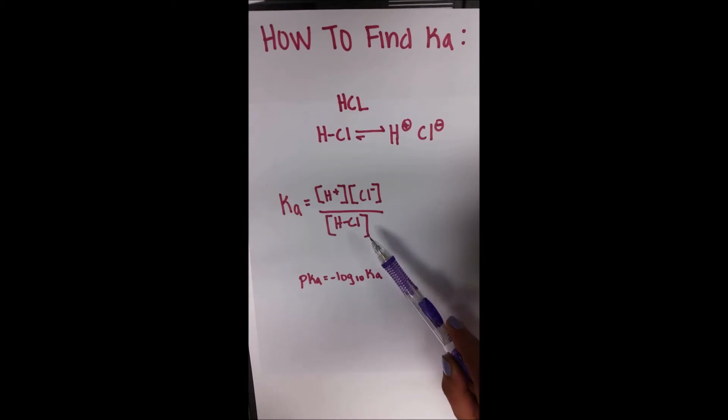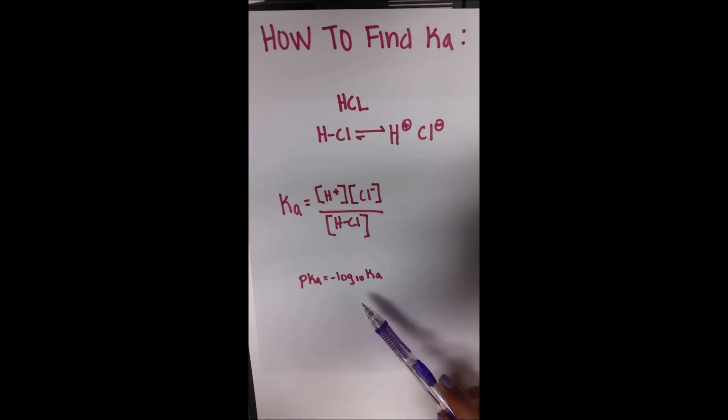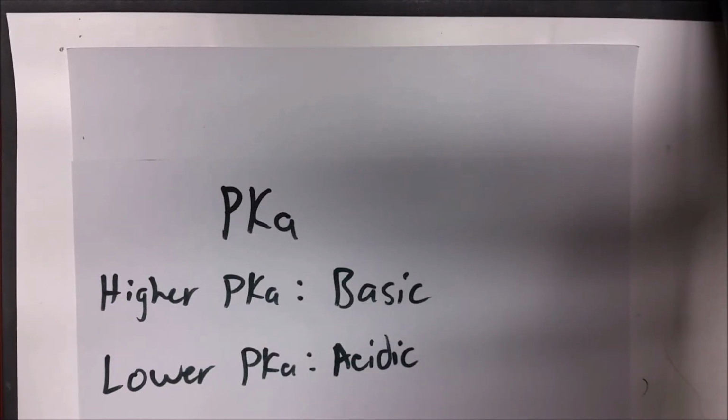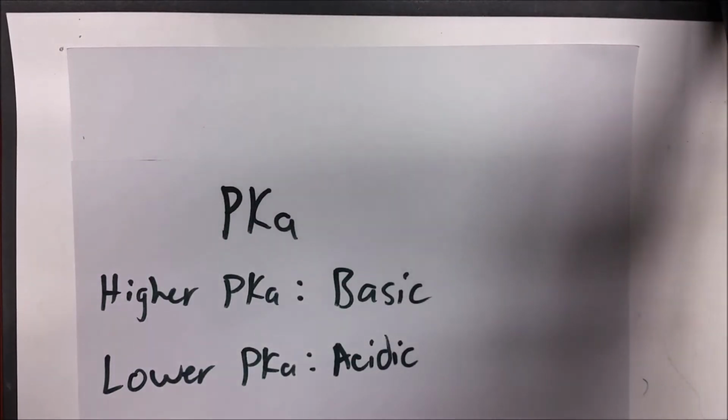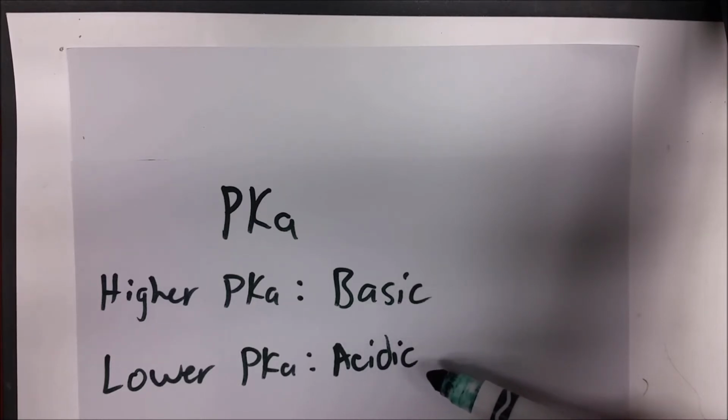But today, we're going to focus on what the pKa's of organic molecules are. To get the pKa, just apply the negative log of Ka. Now that we found out how to calculate the pKa, we can say that the higher the pKa, the more basic a molecule is. The lower the pKa, the more acidic the molecule is.